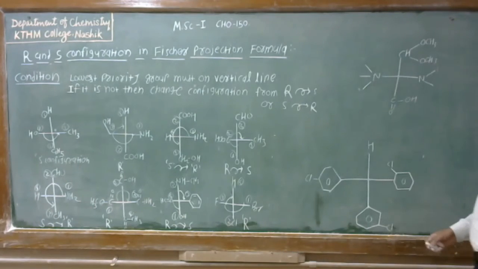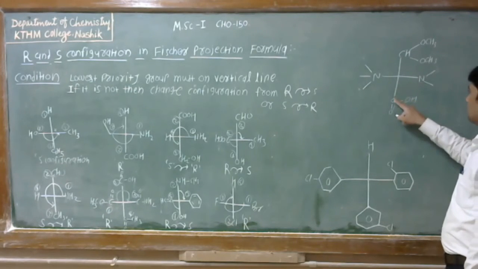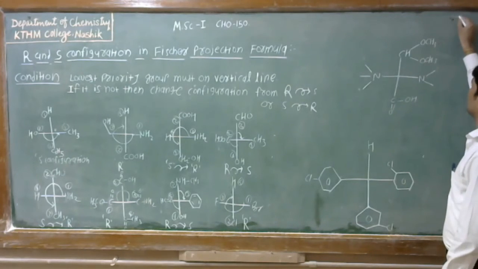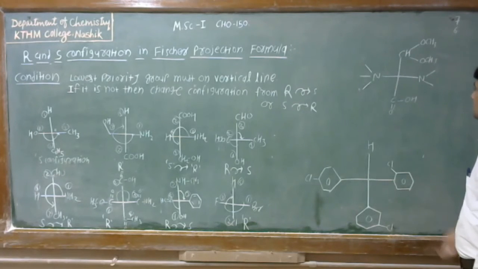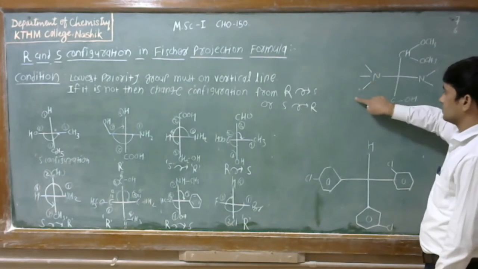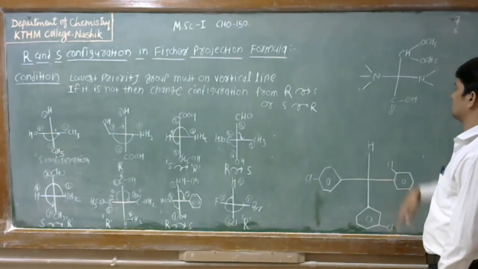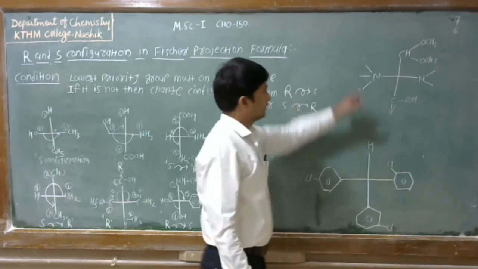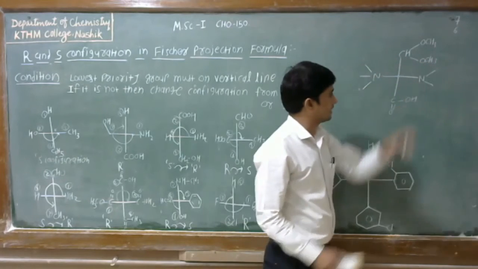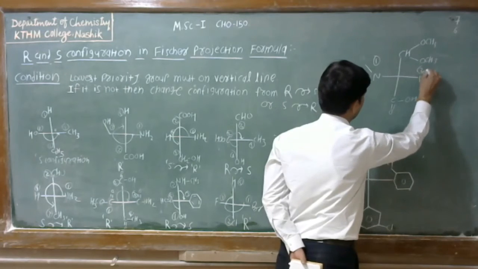In the next example, see there are 2 nitrogens and 2 carbon atoms, and nitrogen has atomic number 7, carbon has atomic number 6. Therefore, nitrogen has the first priority. This nitrogen is attached to 3 CH3 next. This nitrogen is attached to 2 CH3 next. Here are 3 methyl groups in this case, and in this case there are 2 methyl groups. Therefore, this has first priority, this has second priority.